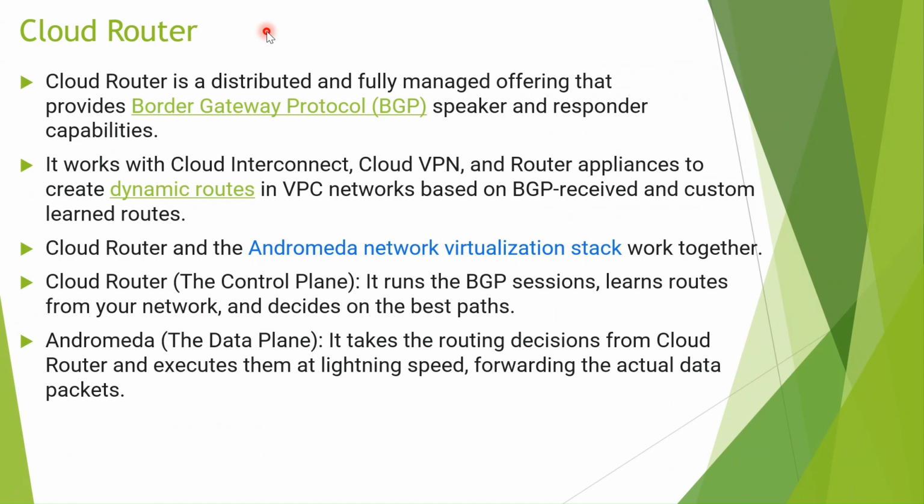In this video, we are going to talk about Cloud Router, what it is, how it works, and what options we have. Basically, Cloud Router is a distributed and fully managed offering that provides BGP (Border Gateway Protocol) speaker and responder capabilities. It works with your Cloud Interconnect, Cloud VPN, and router appliance to create dynamic routes in the VPC network based on BGP received and custom learned routes.